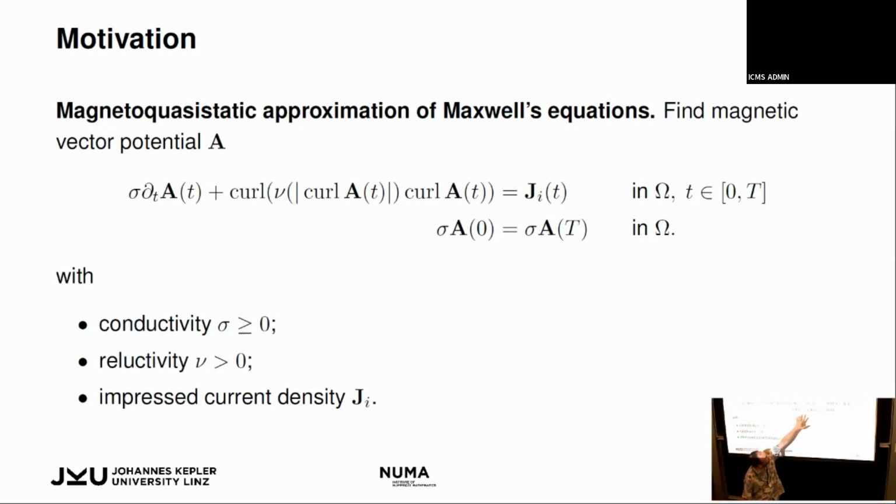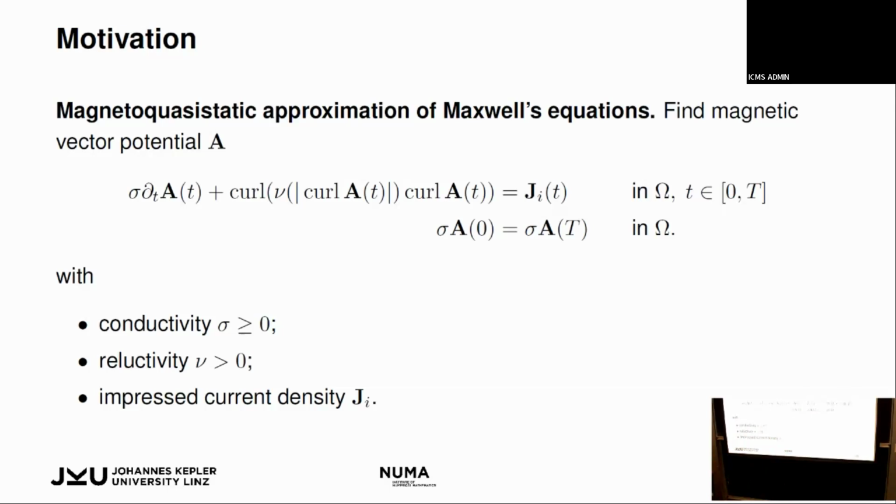We have, for this talk, current excitation, so an impressed current density. We have some conductivity of the material, and here it's important that this conductivity can be zero. So at some points of the domain you don't have conductivity. Think about electrical conductivity. Think about air. Air doesn't really conduct. And we also have periodic problems, so at the end time point, the solution is the same as at the start.